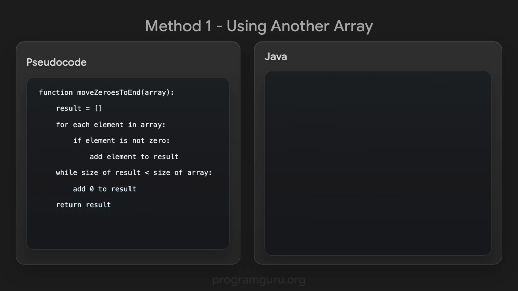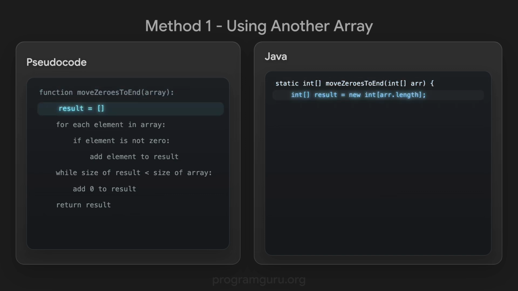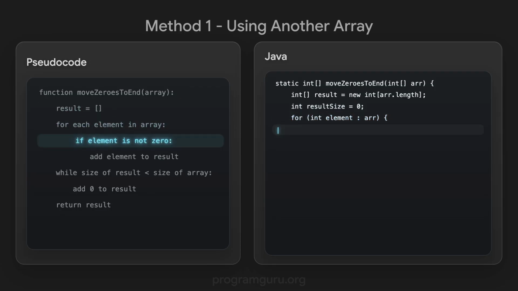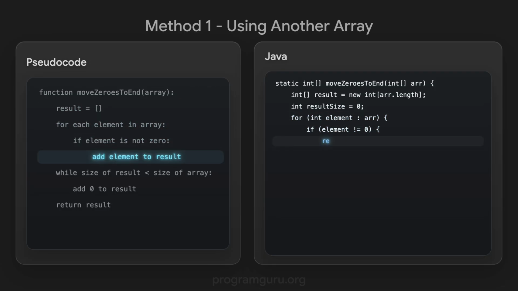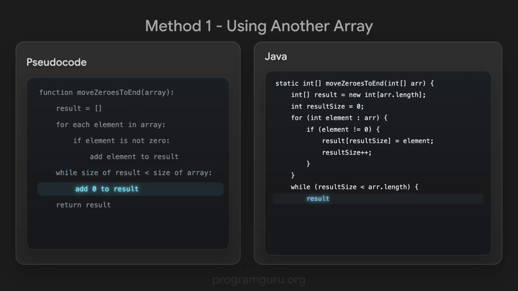Now let us convert the same idea into Java. Create a new integer array with the same length as array. We also create result size and set it to 0. Now we write a for each loop to go through every element in array. After the loop, all non-zero elements are added. Now we add zeros at the end.